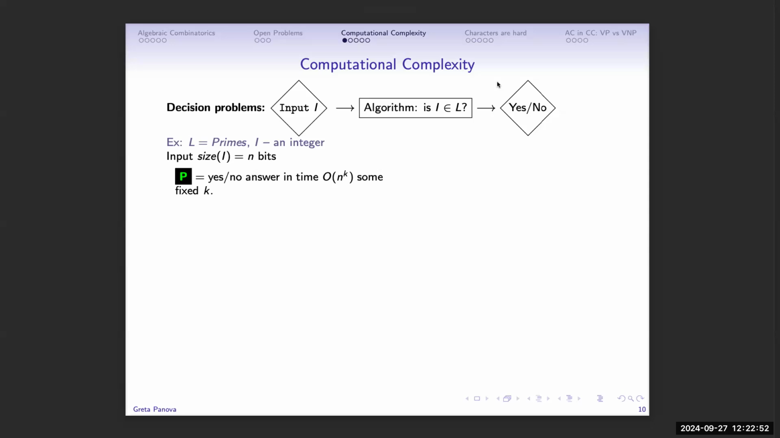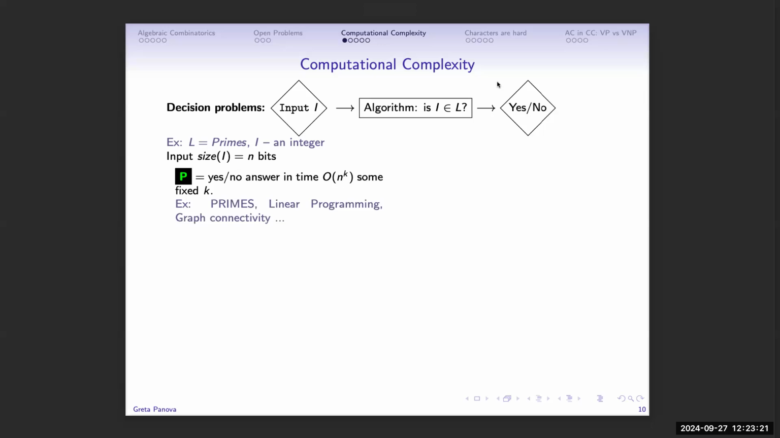The class P is when we get an answer in polynomial time, polynomially many operations. n to the k, where k is some fixed number, n is our input size and is the parameter here. And regardless of which integer of n bits we put in, it's always going to take at most n to the k operations. So that would be in the class P.